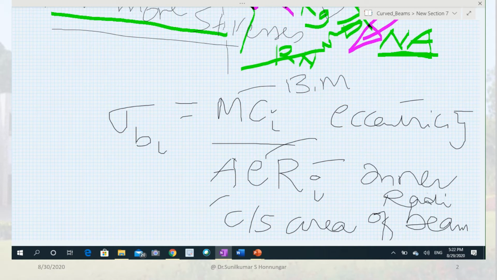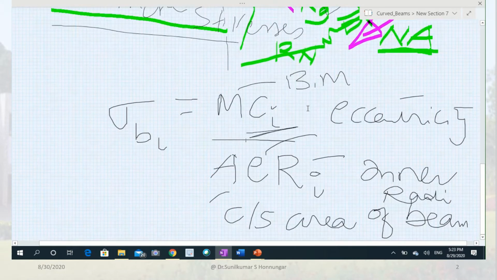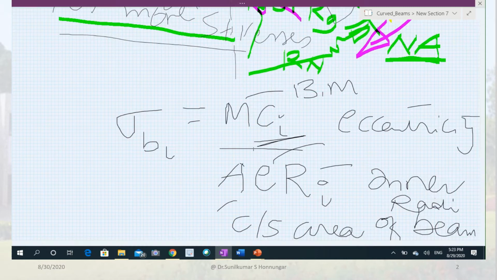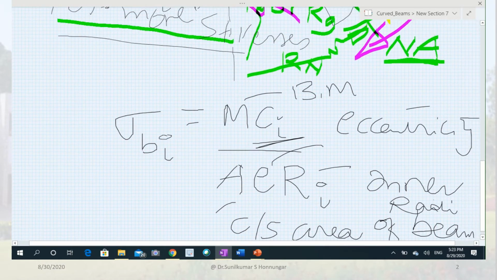Bending moment. What is this Ci? Ci is the distance between the neutral axis and the inner fiber. I think I'll draw once again and then show that. And what is this sigma bi? Sigma bi is the bending stress, bending stress at i, that means at the inner fiber.